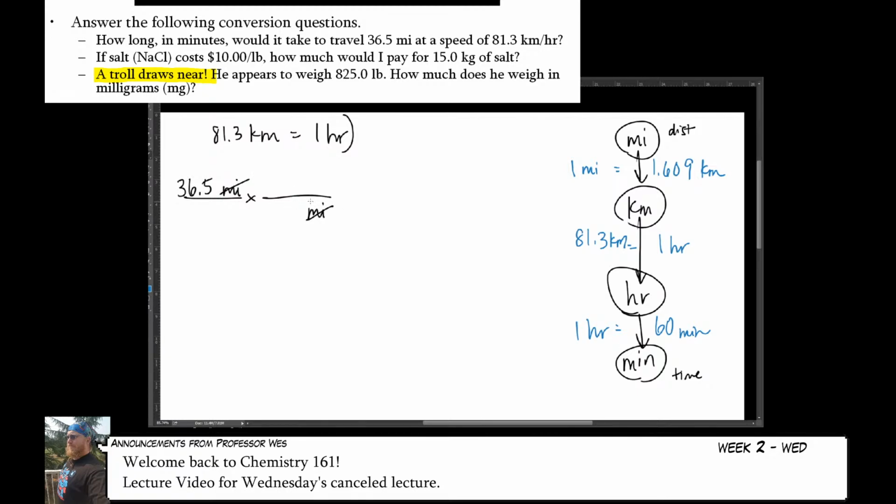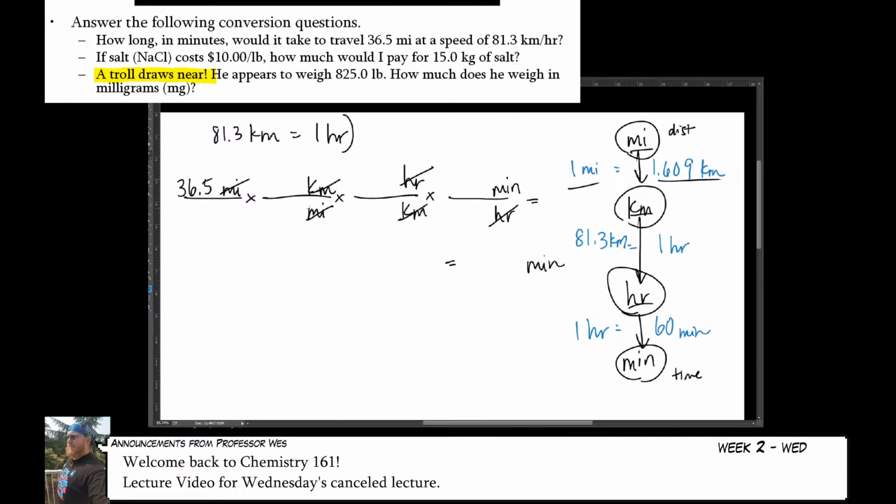I don't want miles. It's gone. Cancel, cancel. According to my chart, I'm going from miles to kilometers, so that's what goes up here. Then I'm going to go from kilometers to hours, canceling out my kilometers. And then finally, I'm going to go from hours to minutes, canceling out my hours. The problem asked me to solve for how many minutes it would take. Minutes are the only unit left once I've set them all up like this, so let's do the numbers.